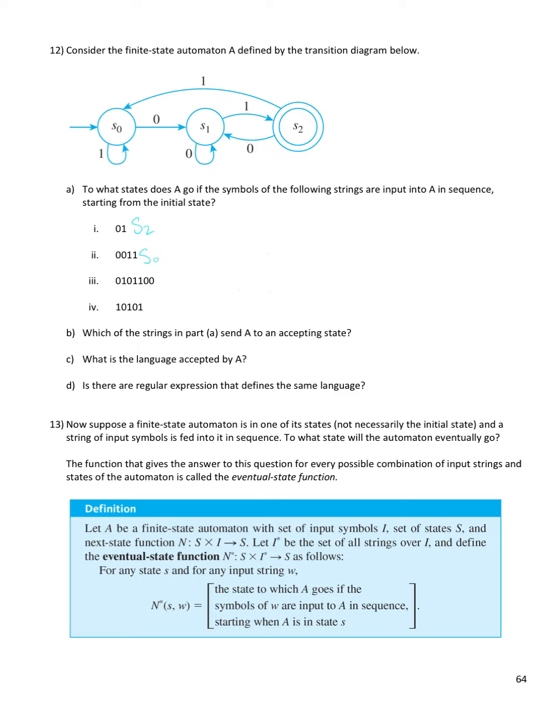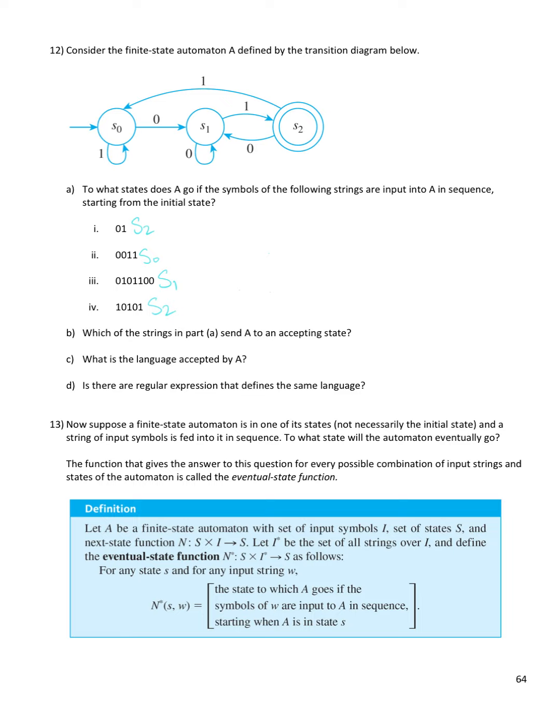For number 3, I start at S naught, and I'm going to go 0, 1, 0, 1, 1, 0, 0, which lands me at S1. And then for number 4, I start at S naught, and I go 1, 0, 1, 0, 1, and I land at S2.